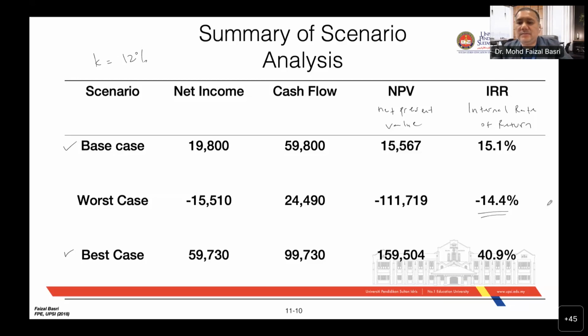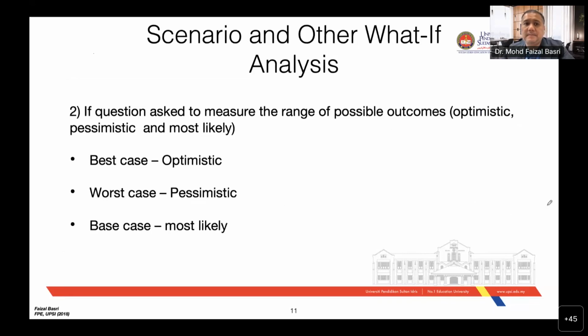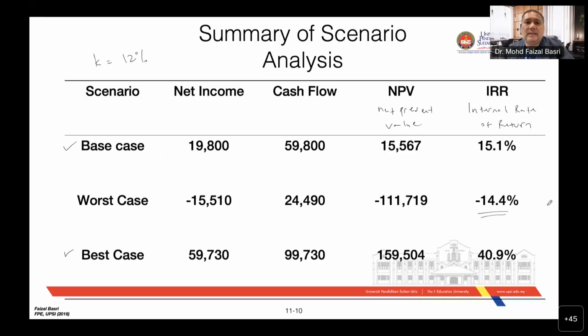Okay, so this is the scenario analysis whereby we can see the worst possible and also the best possible, or the minimum and the maximum values that the company can generate based on the projections. Okay, this one I already mentioned before. So that's number one. Any questions?